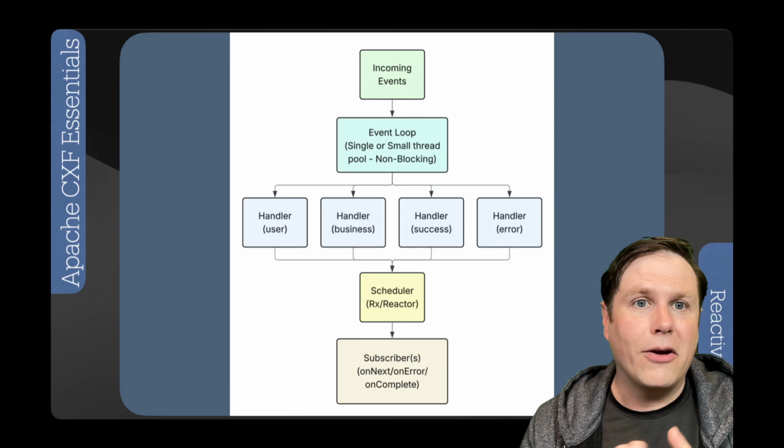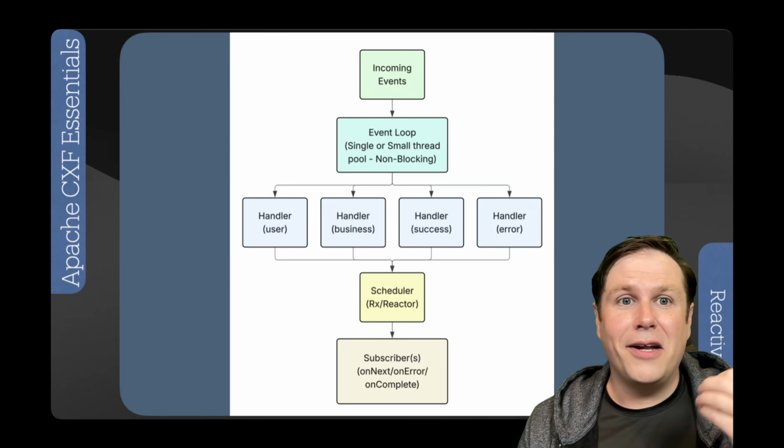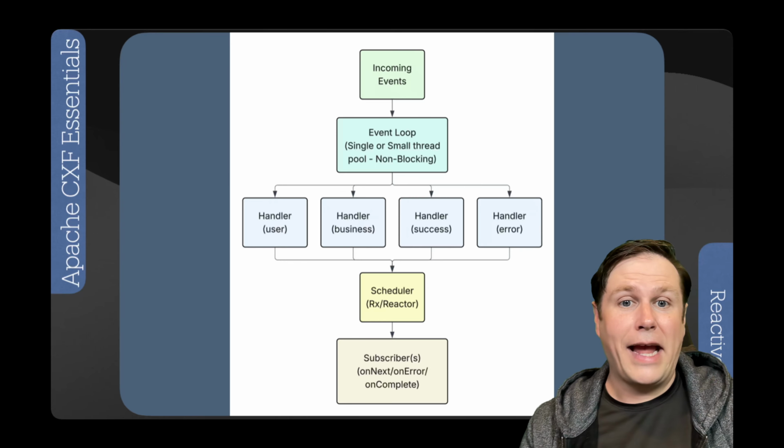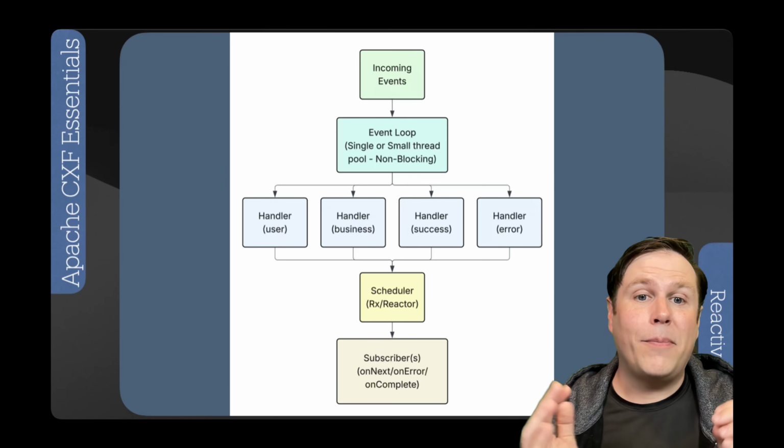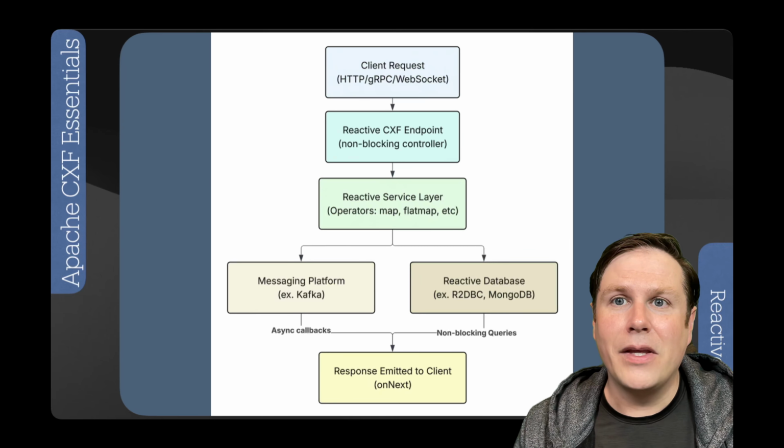That's going to be the on next, on error, on complete. To say, hey, every book that I get, return this book JSON. If there's an error, handle that. On complete, I found all my books, now I've done my job. The stream can now effectively be closed.